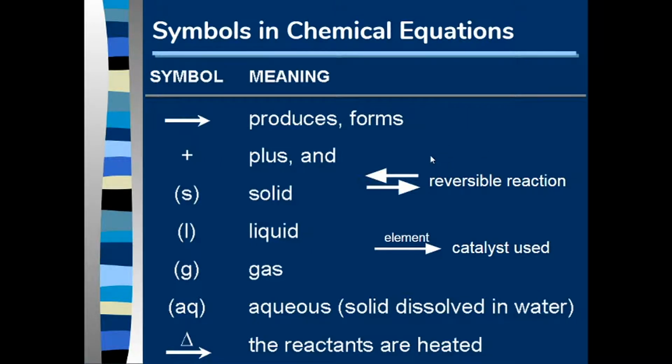Most reactions are actually reversible. We won't look at this year, but next year in AP, we'll learn about equilibrium and reversible reactions. If you see arrows going in both directions, that means that the reaction is reversible.